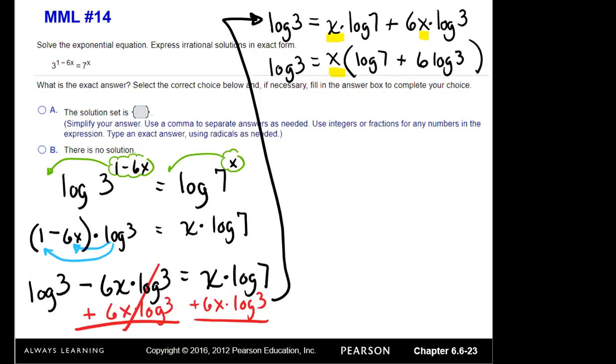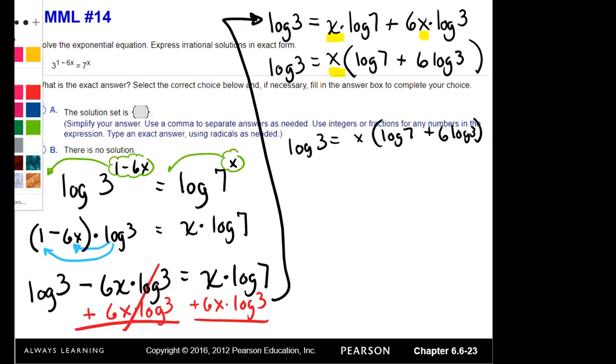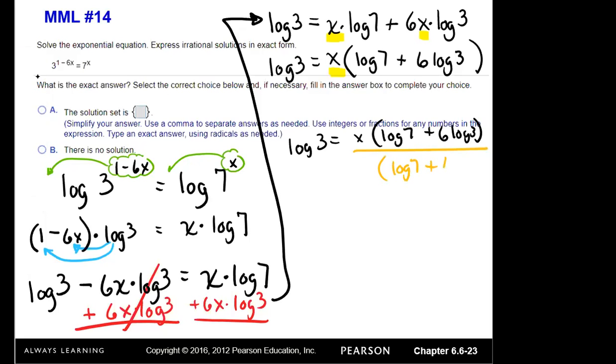And now, in order to solve for x, I'm going to divide both sides by all that junk in the parentheses. I am going to divide by log of 7 plus 6 log of 3. So that cancels that.